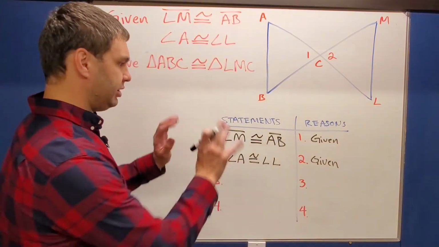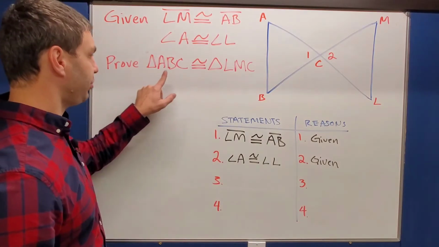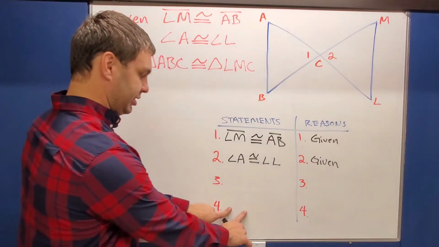All right, so I got my givens on my two-column proof. The other thing we can do is write our prove statement. We want to prove that triangle ABC is congruent to triangle LMC. That statement's going to go right down here.